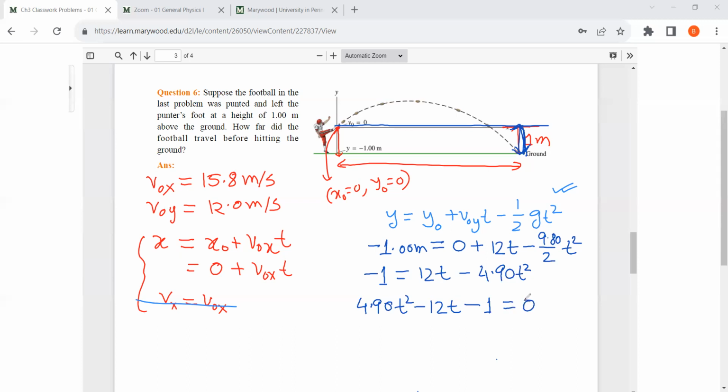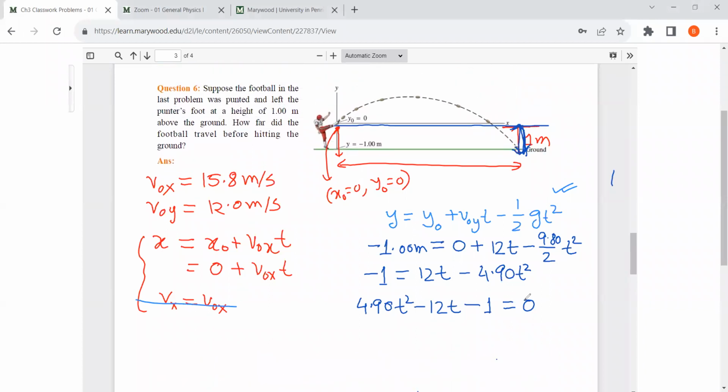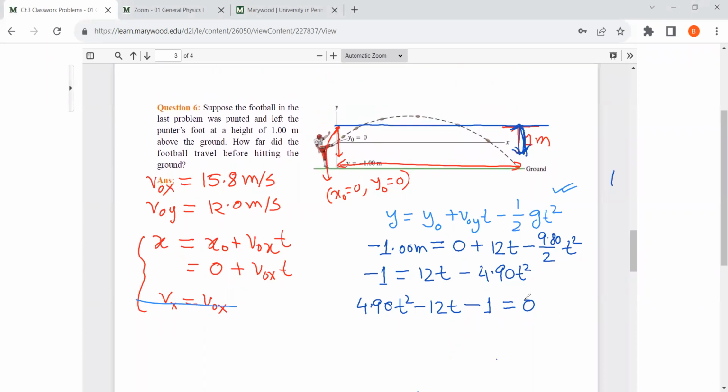Okay, now remember that in one of the chapters, I think in chapter 2, we solved a quadratic equation. Similar quadratic equation. So we have to now use a similar trick to solve this quadratic equation.